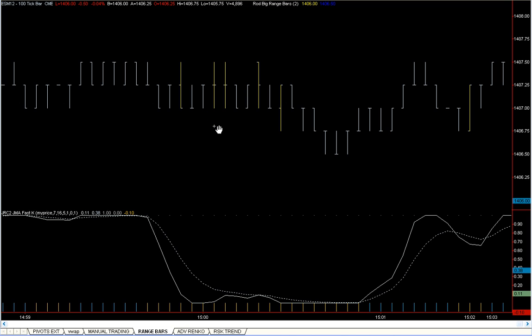The significance of these bars becomes evident when the following occurs. If a range bar either opens or closes at the high or the low of the bar, it becomes especially significant. If it closes in between the high and the low, it's of no significance at all. But if it closes at the high or the low, it becomes significant.